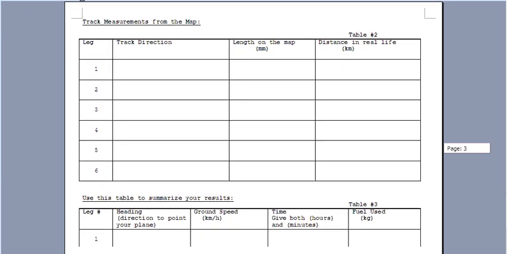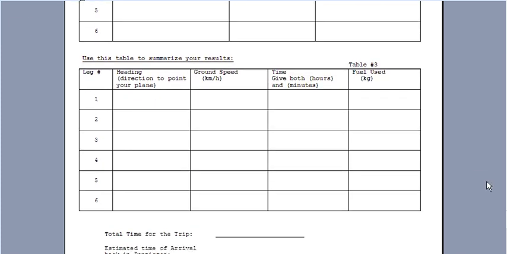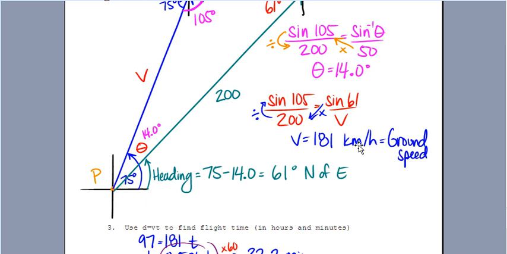So if you go to the last page, the first table is stuff from the map. So these are your measurements that you're taking before you can get going. So we measured the actual track between Penticton and Vernon at 75 degrees north of east. And it was 97 millimeters, which means 97 kilometers in real life. We then did all those calculations. The heading we found was 61 degrees north of east and the ground speed 181. So let's fill that in. 61, 181.